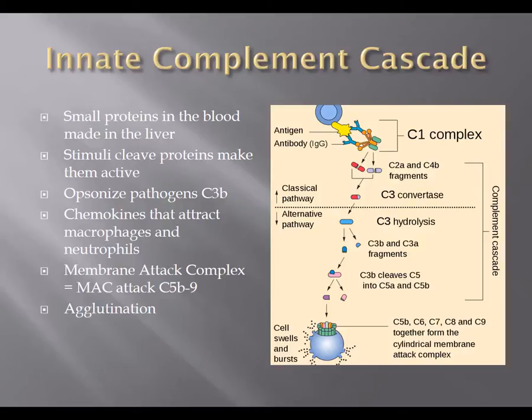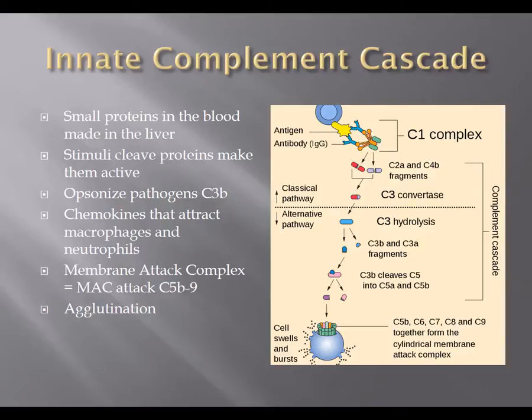There are three different types of stimuli that trigger complement, which we won't go into now, but they all have in common that they take an inactive circulating protein and cleave it into an active protein that can actually do something. And what can it do? It can opsonize or coat the antigens, which marks them for phagocytosis, and C3b is the component of complement that is most active in doing this.